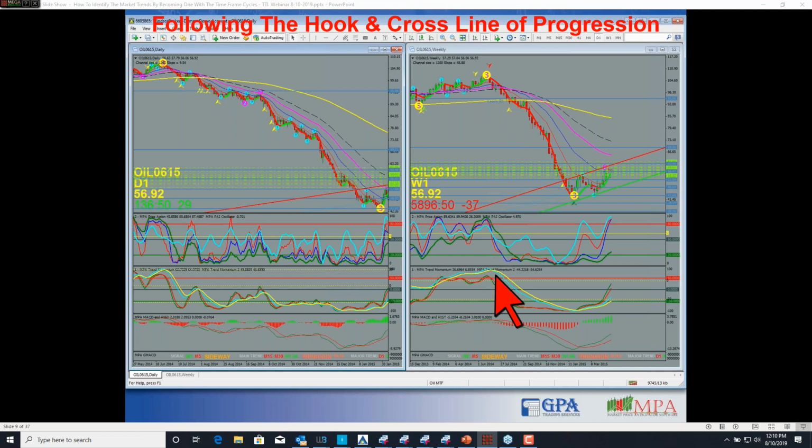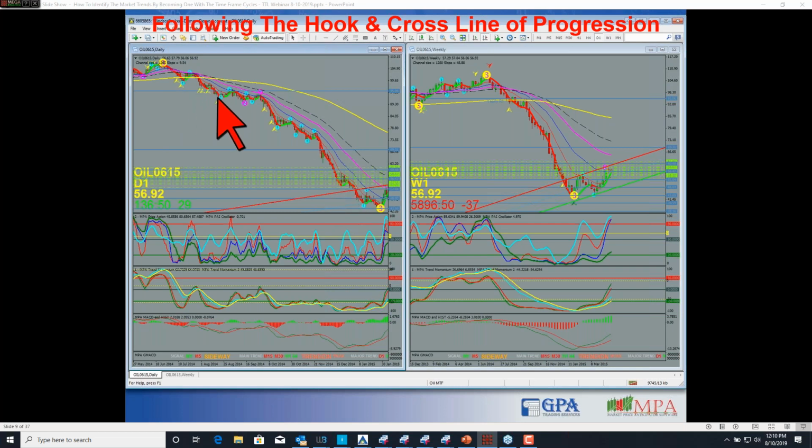We got a hook and a cross on the weekly. That meant the daily would go from overbought all the way to oversold. And notice this is the swing point that matches on the weekly, and here's the daily, same swing point. So my daily went down, then it proceeded to slingshot lower and lower and lower. Well, why do you think price action always stair steps? This was a very, very strong downtrend for black gold, Texas tea, oil.